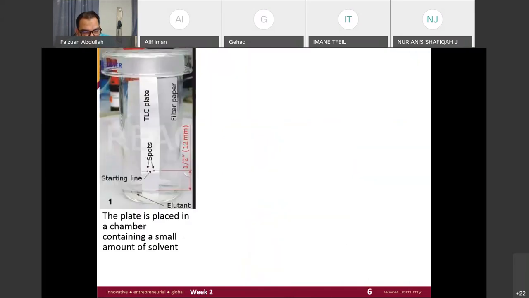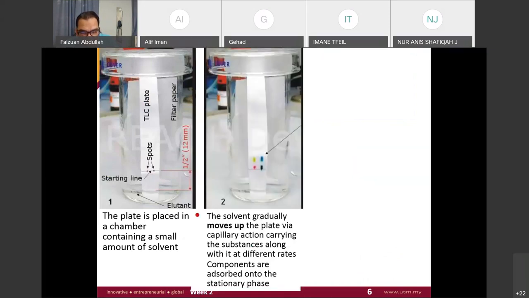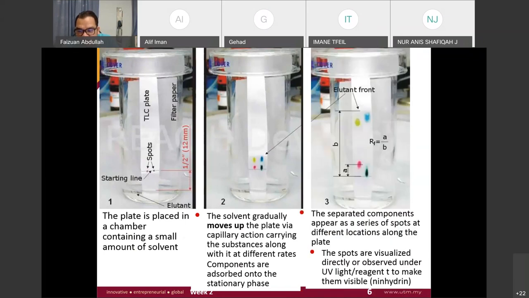The plate is placed in a chamber containing a small amount of solvent. We put a small amount of solvent at the bottom of the small chamber, and then we put our thin film there with a spot of the compounds, and then it will move upwards. The solvent gradually moves up the plate via capillary action, carrying the substance along with it, and at different rates the components are adsorbed onto the stationary phase. And then we can see the separated components appear as a series of spots at different locations along the plate.